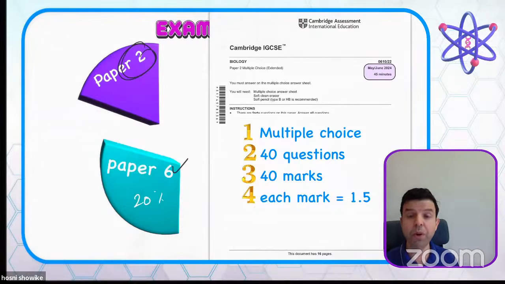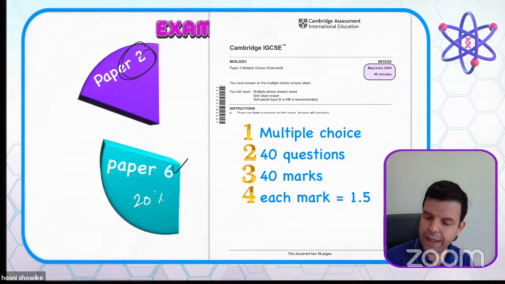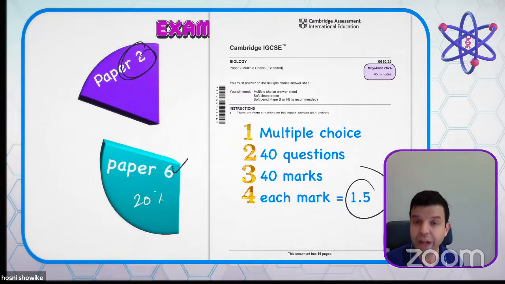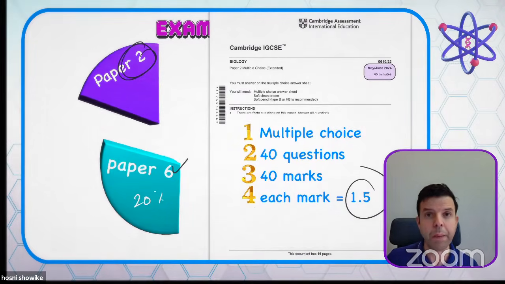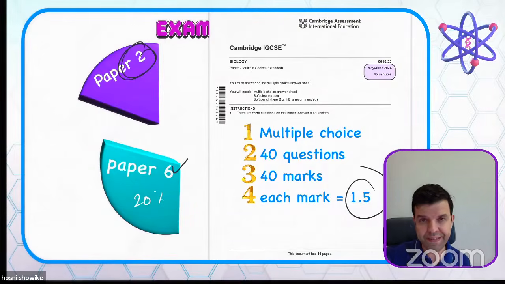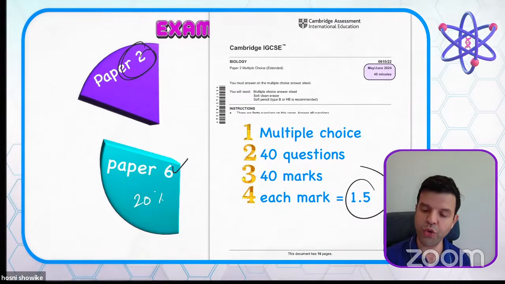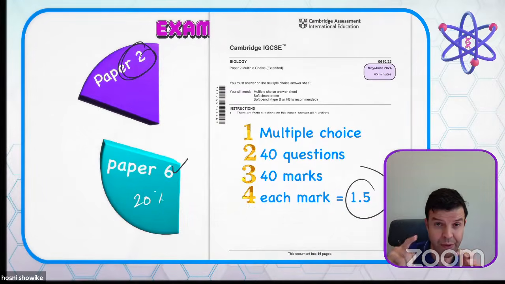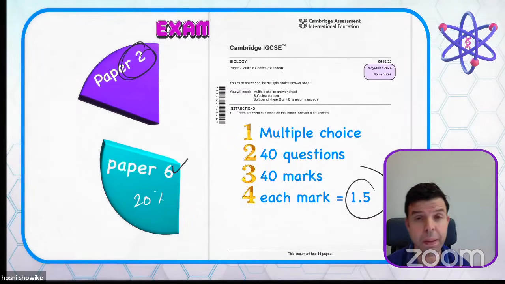There are 40 multiple choice questions. Each question is worth 1.5 marks, meaning per mark, this paper has the highest weight in terms of its marks, meaning if you lose 1 mark here, it weighs more than if you lose a mark in paper 6 or if you lose a mark in paper 4.